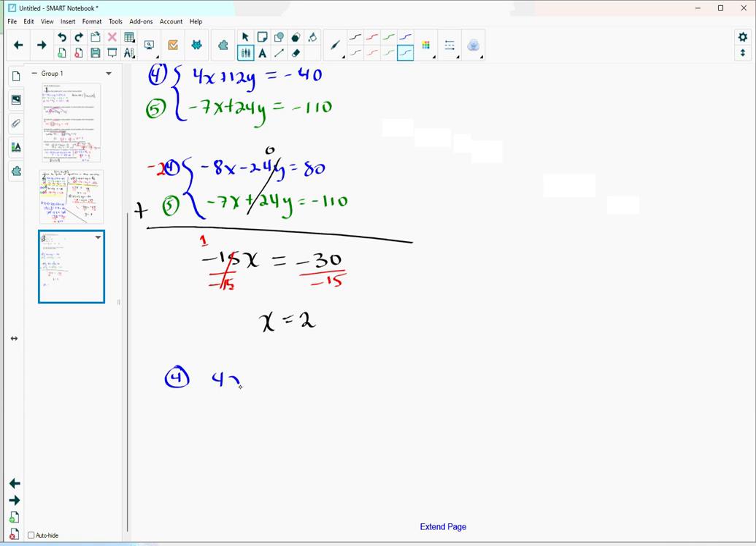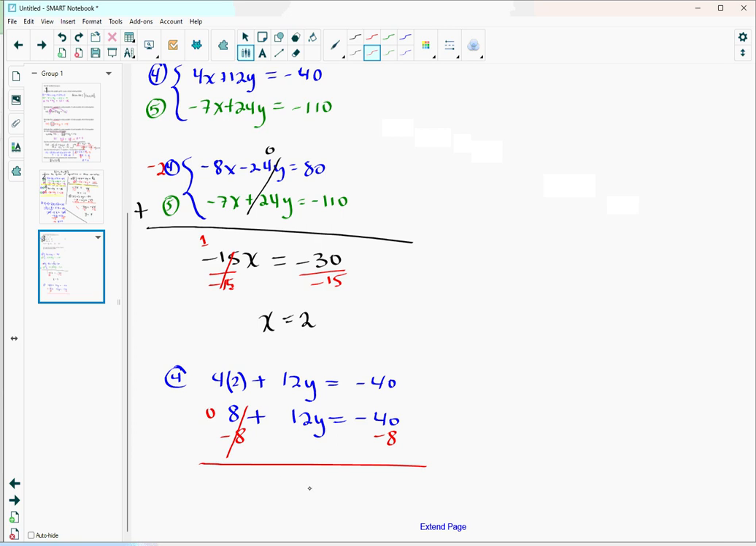And here's 4x plus 12y equals negative 40. But I'm going to replace the x with the x value I just solved for in the previous step. So 4 times 2, which simplifies to 8, then plus 12y equals negative 40. And now I'm just going to go through the steps of solving for y. So I'm going to subtract 8 from both sides. That gives me 0 plus 12y, which is just 12y on the left, equals negative 48 on the right.